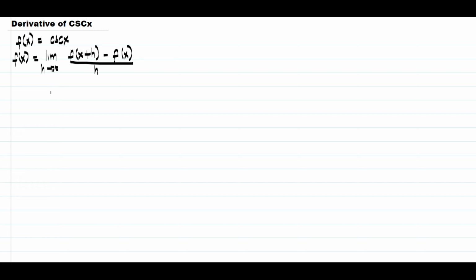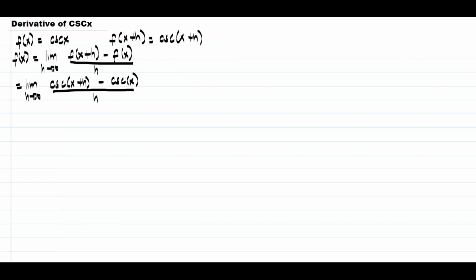as h approaches 0. Since we have f of x, which is cosecant x, let us have the value of f of x plus h, that is cosecant x plus h. So let us substitute this one to the given formula. Let us have limit h approaches 0, f of x plus h, that is cosecant x plus h, minus f of x, that is cosecant x, all over h.